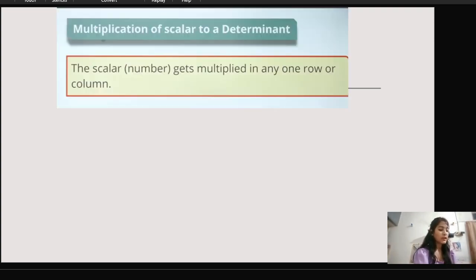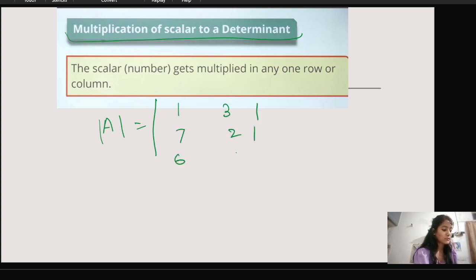Okay, and the next property is multiplication of a scalar to a determinant. The scalar number gets multiplied in any one row or column. That means if we have a determinant like this, 1 3 1, 7 2 1, 6 1 2, and we want to multiply 2 with this determinant, that 2 must be multiplied with any row or any column.